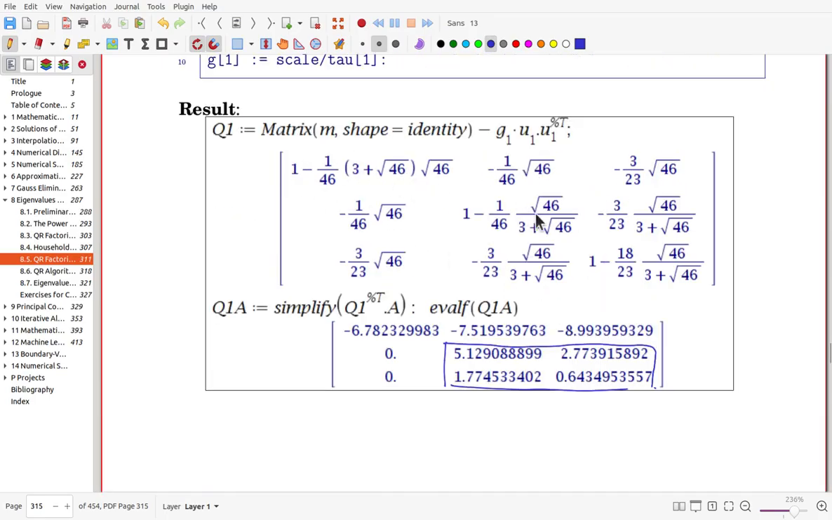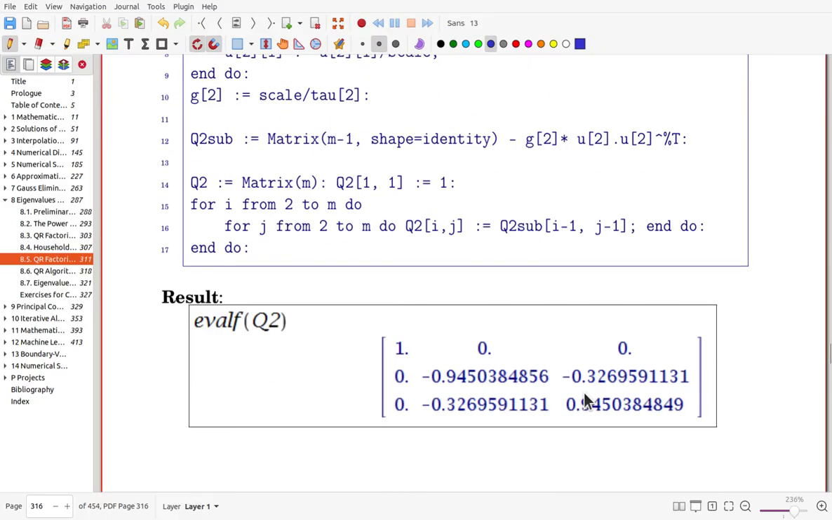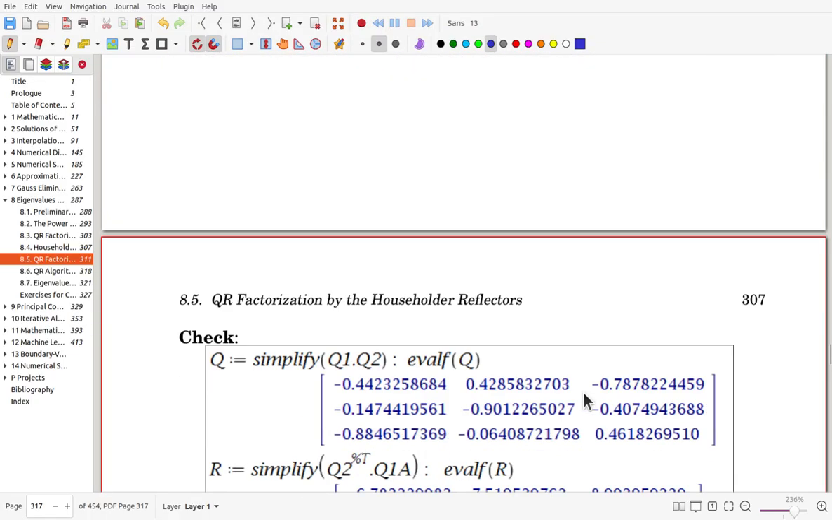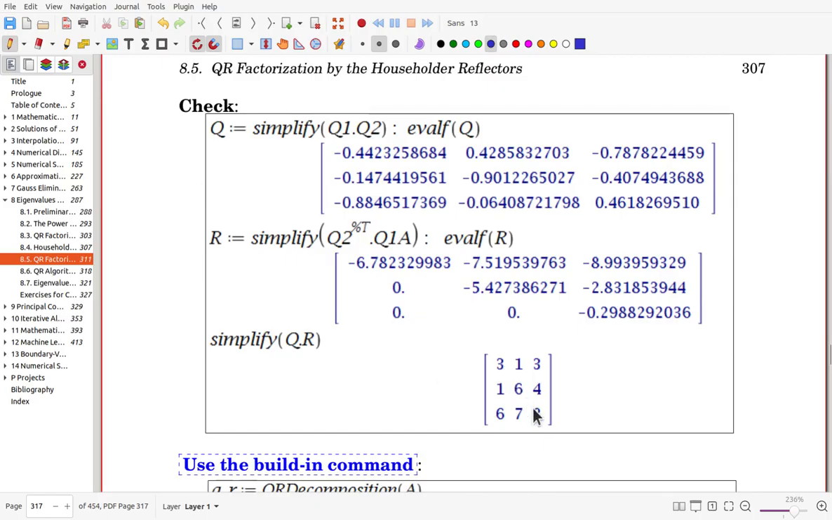Q1 has these exact values, but once you evaluate for floating point numbers, it can be simplified. Of course, the exact value of Q is also quite complicated, but here floating point numbers are given in this way. So that QR multiplication will have the exact value. There's no round-off error added.